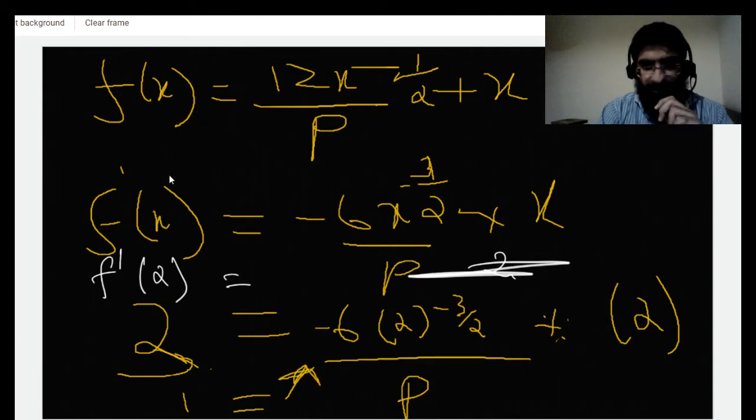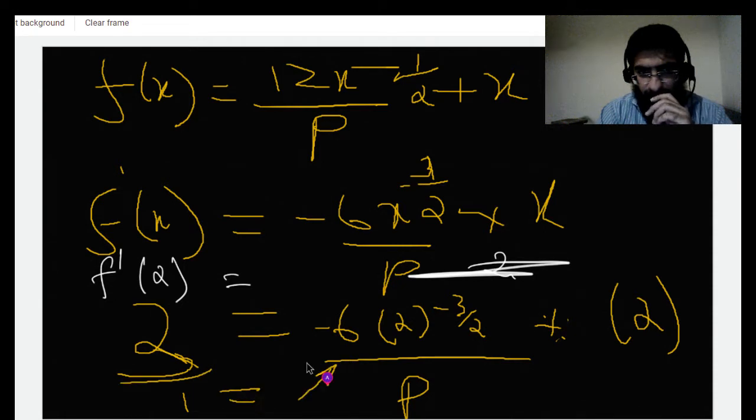No, till this step it is correct. 3 is equal to minus 6 times 2 raised to the power minus 3 by 2. That is fine, by p plus 2. This is correct. What about the next step? 1 is equal to this without the plus 2.